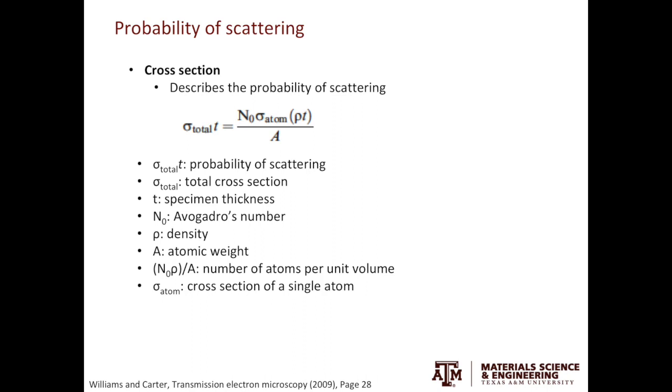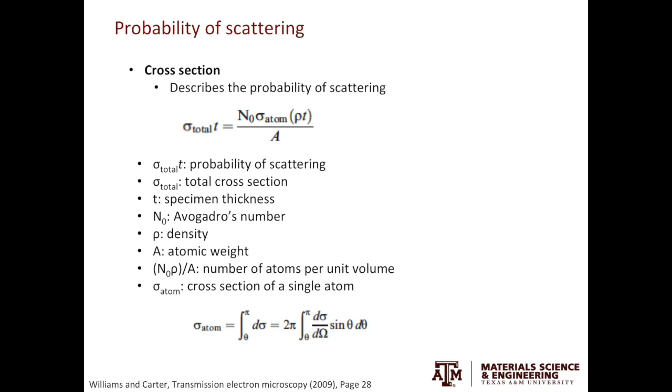Looking at the right-hand side of this equation, N naught is Avogadro's number, rho is the density of your material, A is the atomic weight. N naught times rho divided by A is the number of atoms per unit volume. Sigma atom is the cross-section of a single atom. It is the integral of all the scattering events from the scattering angle theta to pi.